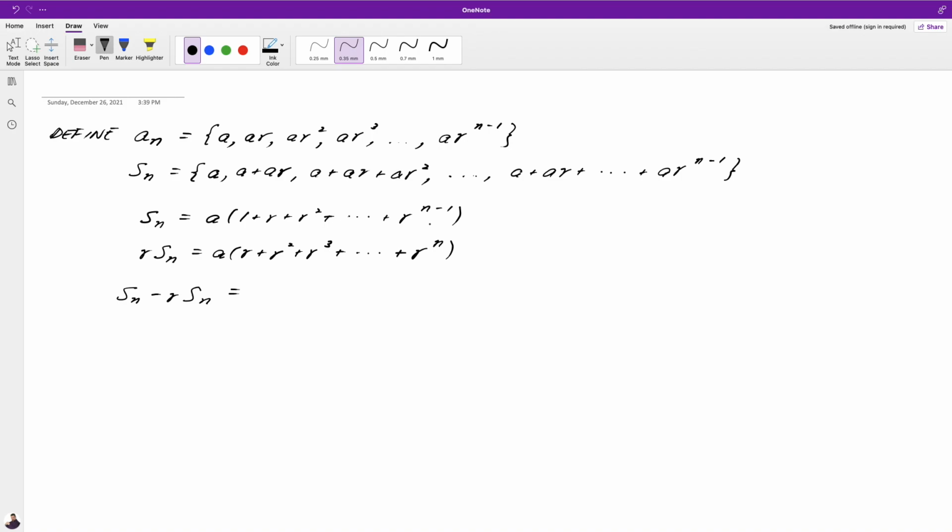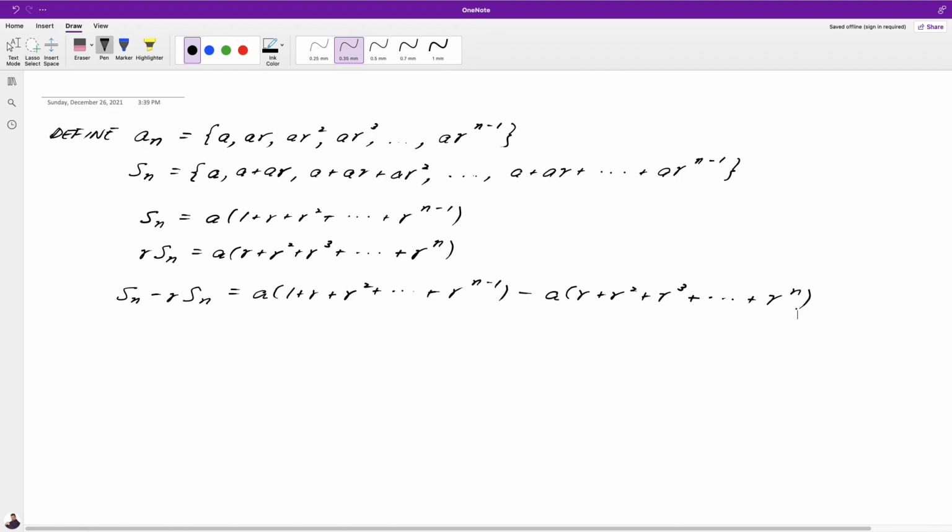That wasn't so bad. Okay, let's now find S sub n minus r S sub n. Well, it's going to be all this minus all of this. So it's going to be a times 1 plus r plus r squared plus all the way out to r to the n minus 1, minus all of this.